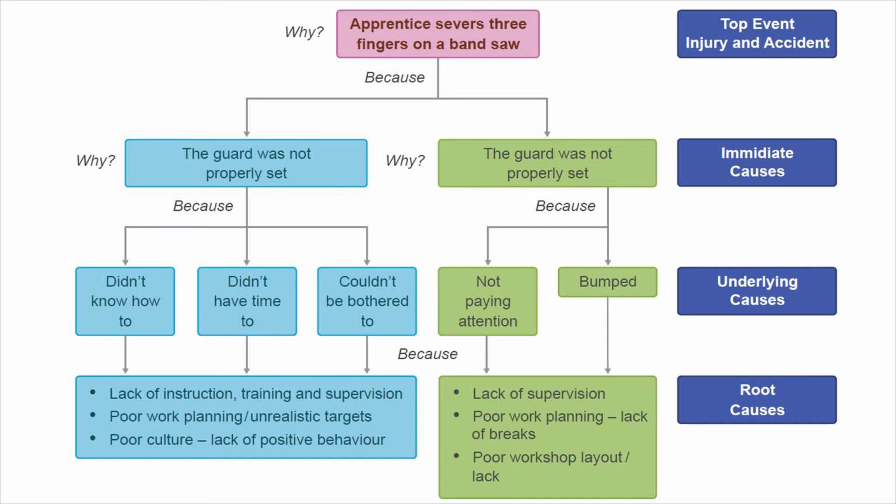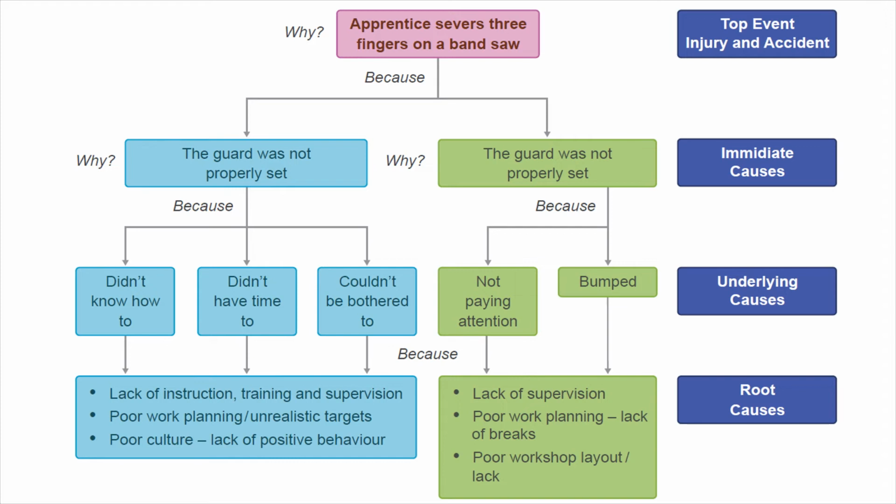Asking the question why, in the first instance, from the top event, the guard was not properly set. If we had to stop there, it would be very easy to point fingers at an employee. But asking why again leads us to underlying causes. They didn't know how. They didn't have time. They couldn't be bothered. They were not paying attention, or they were bumped. Again, if we just stopped there at those underlying causes, we could very quickly again point fingers.